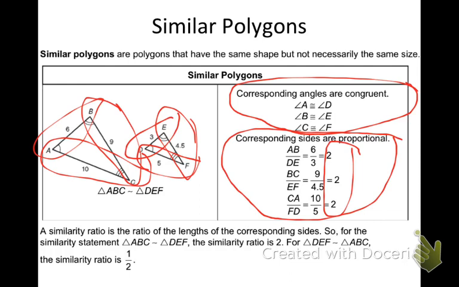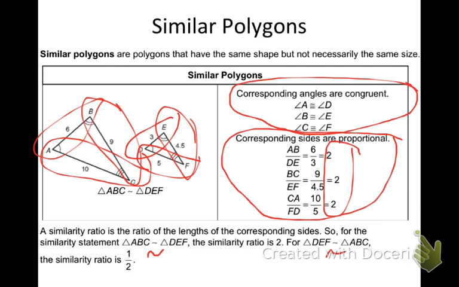A similarity ratio is the ratio of the lengths of the corresponding sides. So for the similarity statement, ABC is similar (notice similar uses the squiggle mark) to triangle DEF. The similarity ratio is 2. For triangle DEF is similar to triangle ABC, the similarity ratio is 1 to 2. So it kind of depends which way you go.